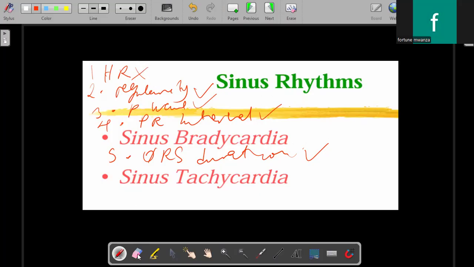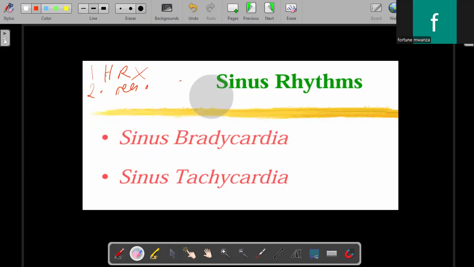So there are 2 types of arrhythmias you're going to have. One arrhythmia is going to have a rate which is below the normal rate. Remember, the normal range is 60 to 100 beats per minute. So there is one arrhythmia where the rate is below 60 beats per minute. That arrhythmia is called sinus bradycardia.